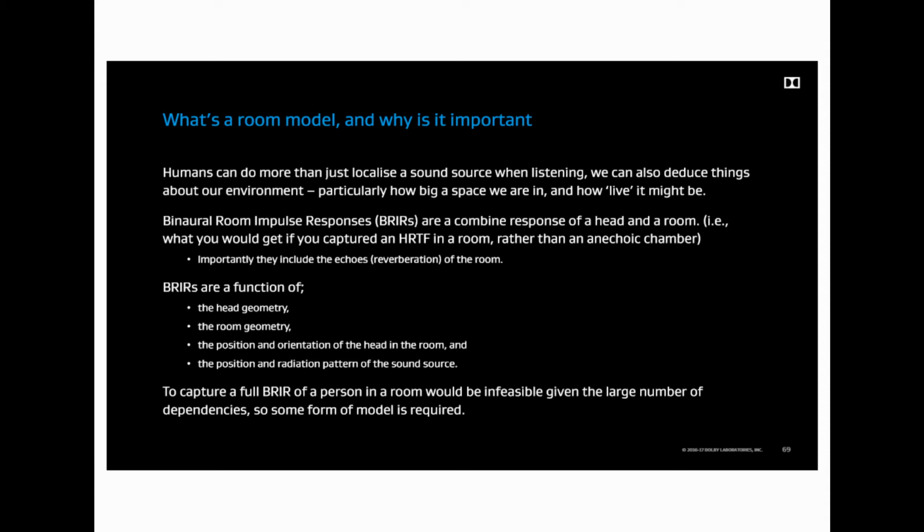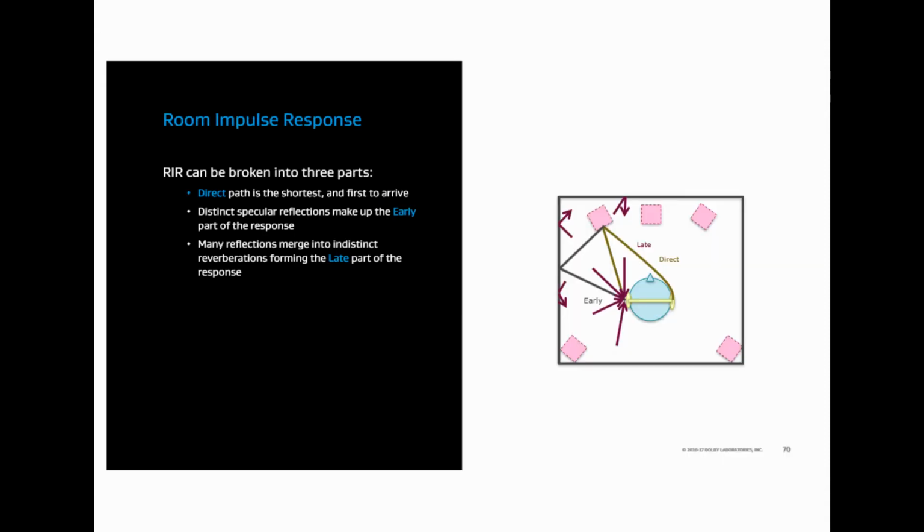So we tend to break the room impulse into three parts. We break it into a direct path, which is what is the first reflection to hit you. We look at specular reflections, which is the early part of the response, usually the first reflections. And then we look at the late reflections, which is typically associated with the reverb of the room. It's all the later reflections.